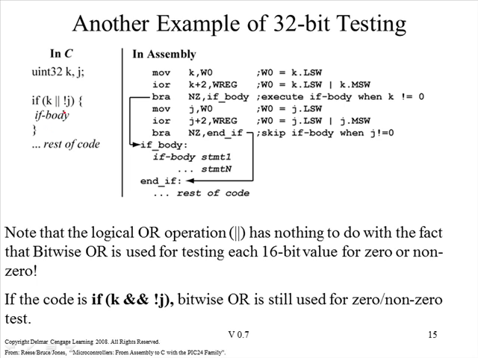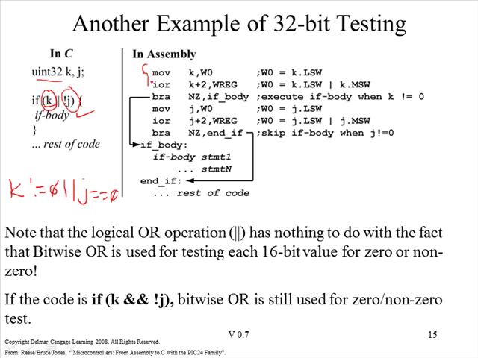Let's take a look at another example. This is going to say if k is not equal to 0, logical OR if j is equal to 0, execute the if body. Recall that for a logical OR test, if either one of these tests is true, we're going to execute the if body. We're going to write this code in exactly the same way as we did for 16-bit code, except we're going to use the 32-bit testing method on these two variables.